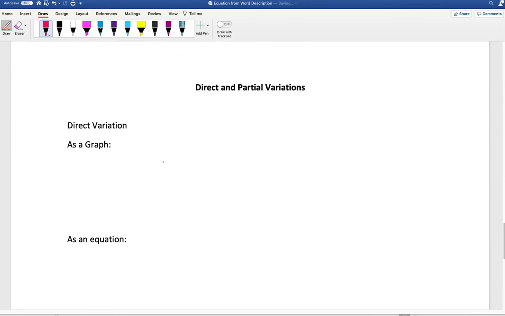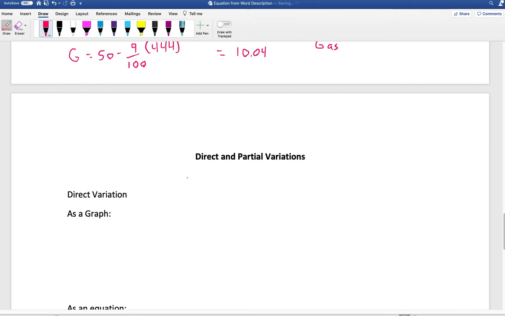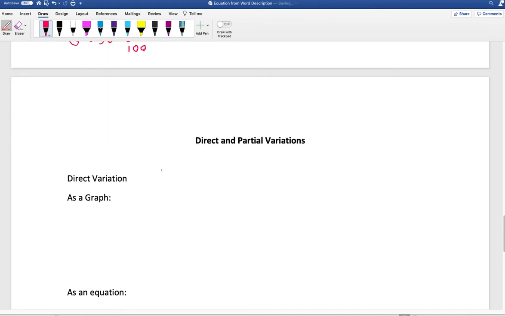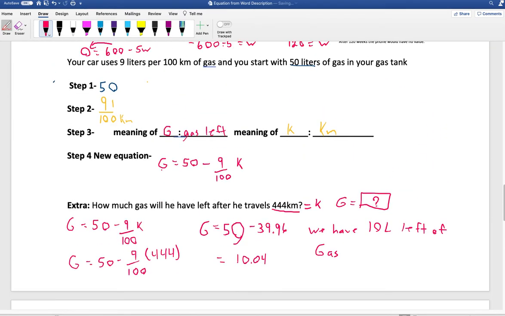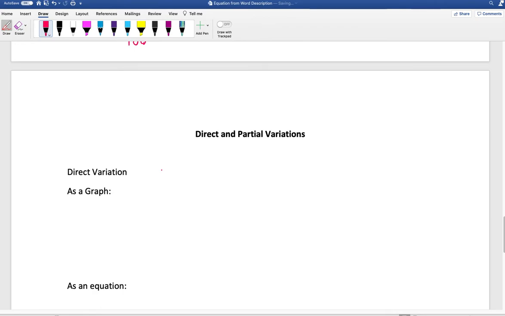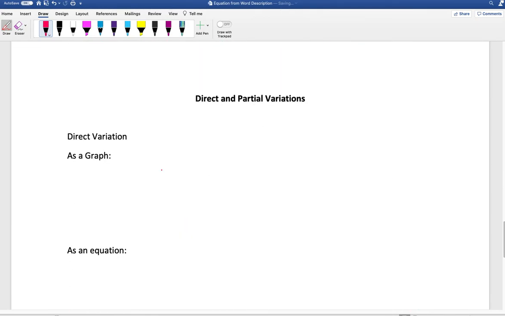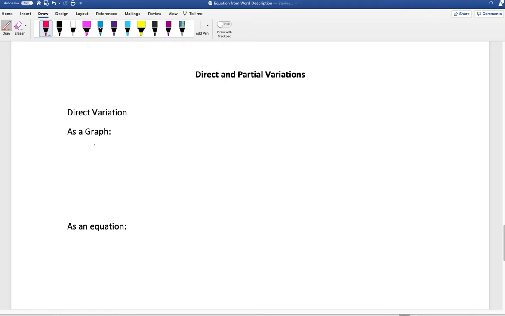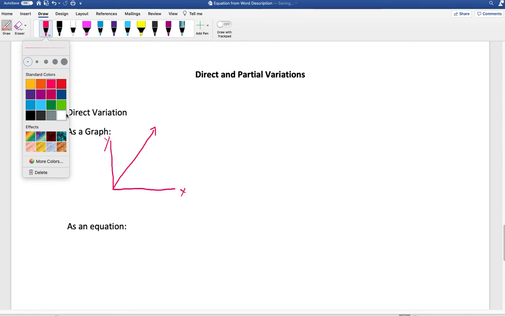The other part of this is today's lesson is direct and partial variation. I'm going to touch on this, and we're going to link it back to the other one here. So let's go back here. Let's just draw a graph first. We're going to draw a graph of a direct variation. It doesn't really matter what it is here. Here's my x and y axis, right? A direct variation is one that starts right in the origin and goes up. It could go any way you want.